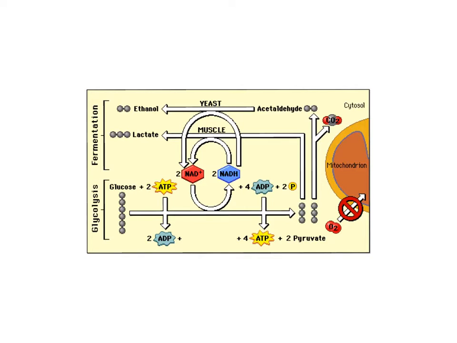You're going to run out of NAD pluses. You're going to keep making these ATPs. We probably won't run out of ADPs, but you're going to run out of materials, specifically NAD pluses, when this glycolysis is going to stop. So you have to find something to remake this NAD plus, and the way you do it is you take this pyruvate and you run it through fermentation.